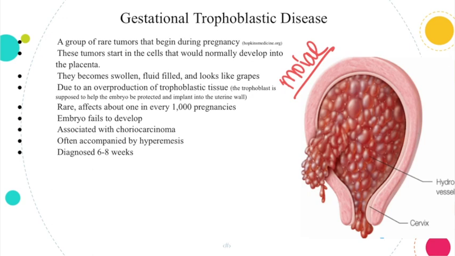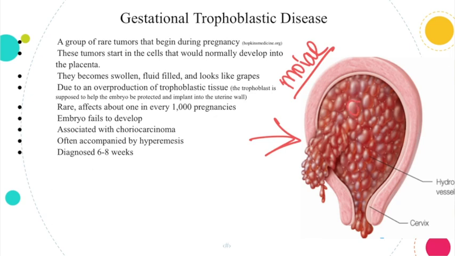Lots of people use those terms interchangeably. It's pretty rare, but instead of the placenta attaching where it should have attached, there's no fetus, there's nothing in here. And instead of the placenta attached and the embryo attaching, we have these clusters of tumors. These tumors start in the cells that would normally develop into the placenta. They become swollen like big fat grapes, okay?